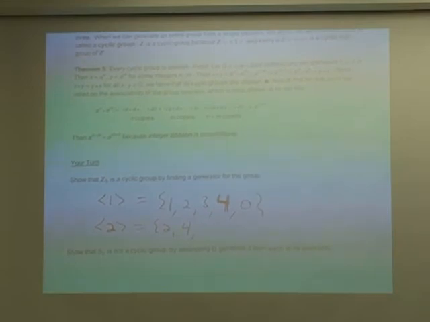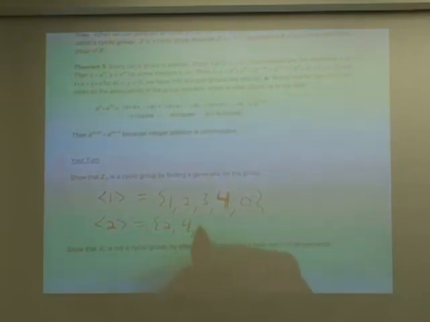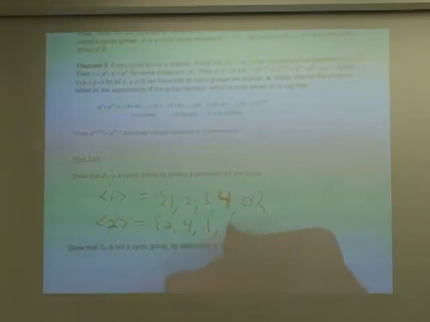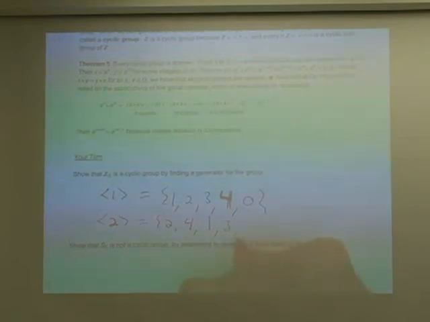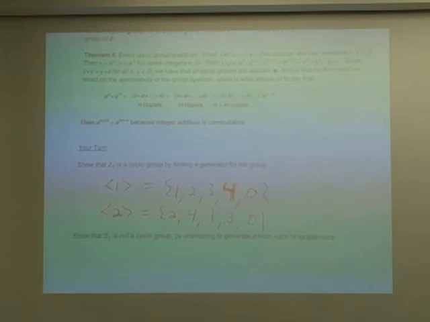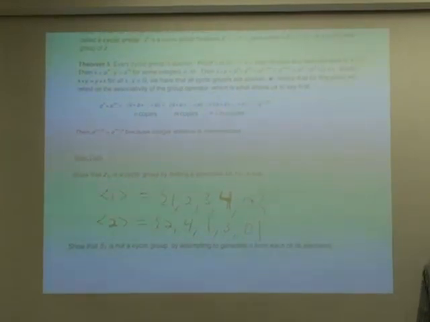What would 2 be in this group? 2, 4, 1, 3, 0. That's correct. 4 plus 2 is 6, which is 1. Plus 2 is 3. Plus 2 is 5, which is 0. Yeah. It turns out every non-zero element will generate this group.